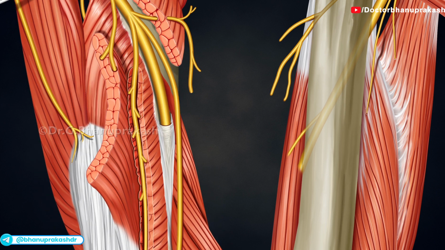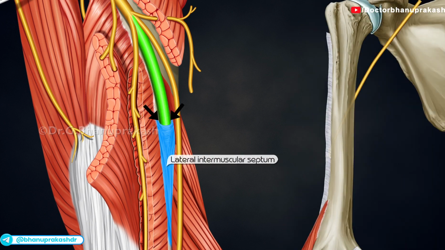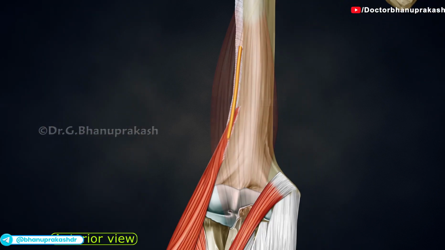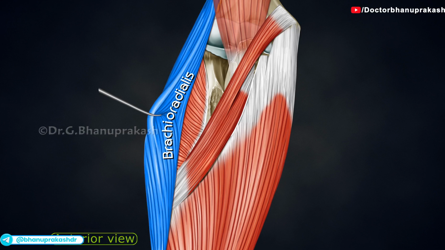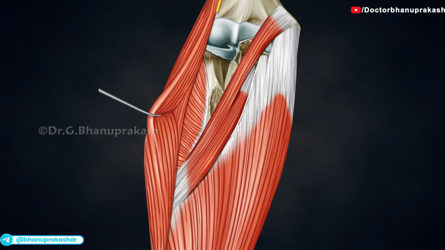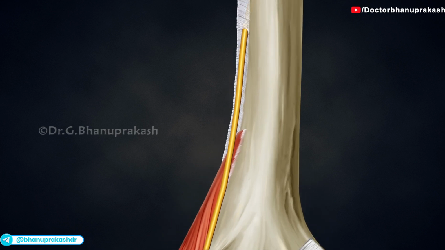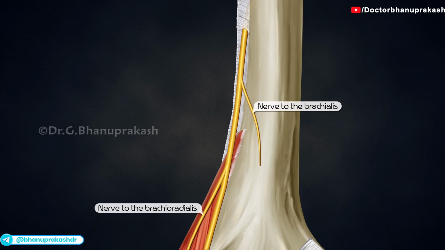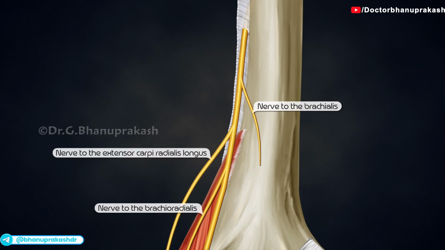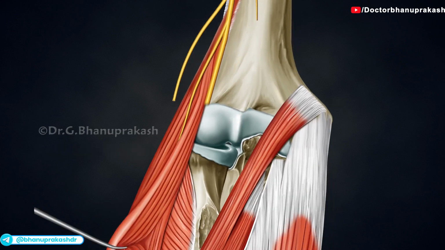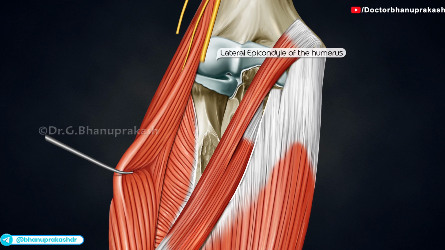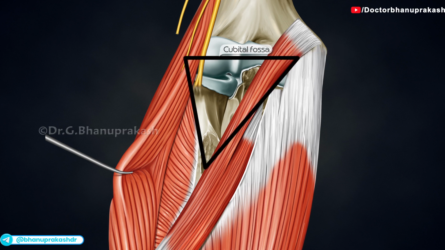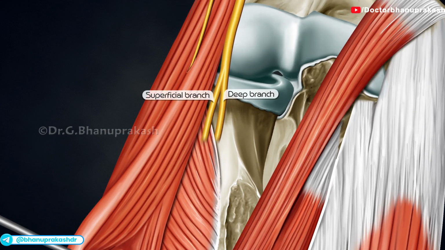At the lower end of the spiral groove, the nerve pierces the lateral intermuscular septum and enters the anterior compartment of the arm. It descends between the brachialis and brachioradialis. Branches in the anterior compartment of the arm are as follows: nerve to the brachialis, nerve to the brachioradialis, and nerve to the extensor carpi radialis longus. It reaches the lateral epicondyle of the humerus and enters the cubital fossa, where it divides into deep and superficial branches.